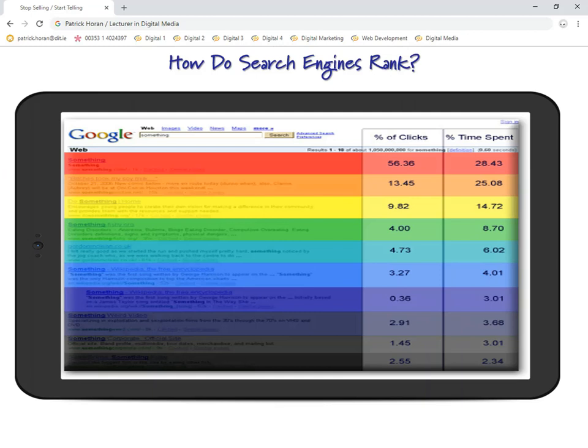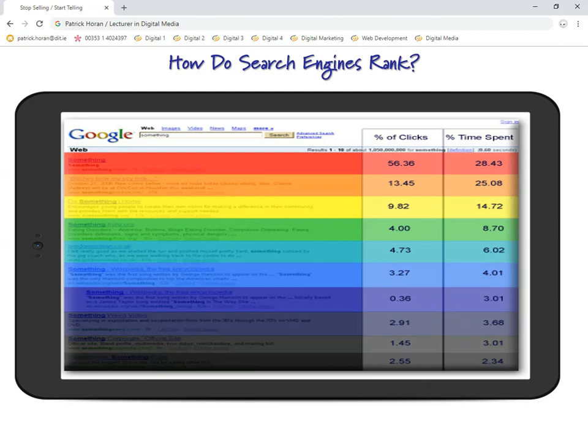Now, what is interesting also is that over 50% of the time spent on the site is on the first two sites. So what we're actually saying is that it's very important for us to get in the top 10, but we're also saying that there is a huge difference in engagement levels between the first two and even the third one and the fourth one, fifth one, sixth one. So it drops off very, very quickly.